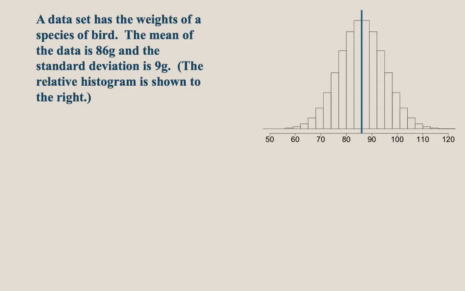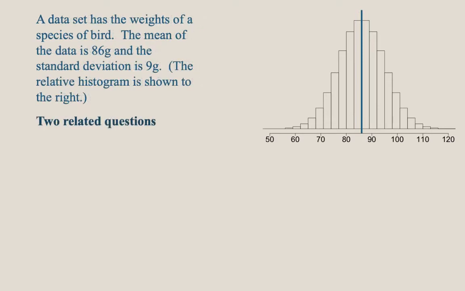Welcome. In this video, we'll work through a couple problems that you might expect to encounter when working with the empirical rule, particularly the count by thirds empirical rule. So let's get started. We'll start with a data set that has weights of a species of bird. The mean of the data is 86 grams, and the standard deviation is 9 grams. The relative histogram is shown to the right, and we'll notice that the average at 86 is indicated in the center of the distribution.